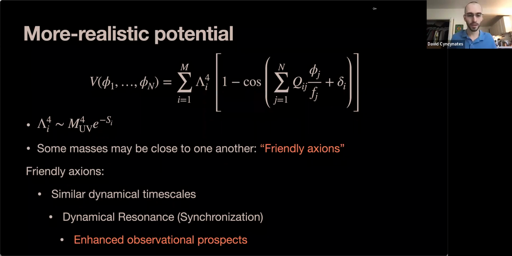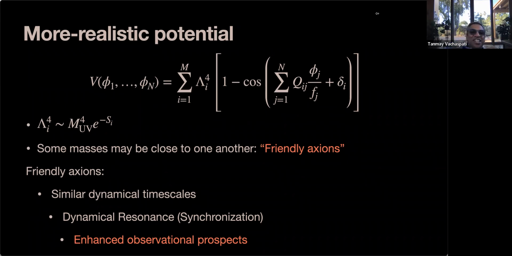Now, in the absence of other priors, we might expect that these string instanton actions are uniformly distributed over some interval. This leads to the prediction that the instanton scales will be log uniformly distributed. And this roughly corresponds to the statement that the axion masses will be log uniformly distributed. So for example, if you have 100 axions.